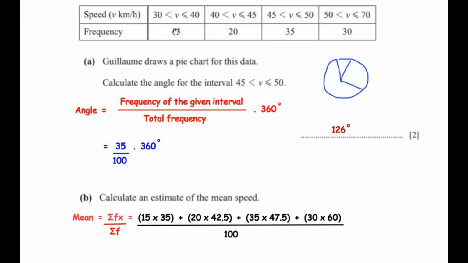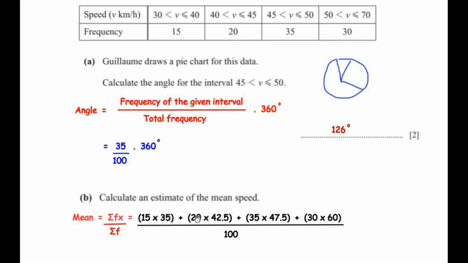So here we have taken the first interval. The frequency of the first interval is 15, times the midpoint of this interval, which is 35. To find out the midpoint, you can add the lower limit, that is 30, with the upper limit, which is 40. So 30 plus 40 will give you 70, and you have to divide it by 2, giving you 35, plus now the second interval.